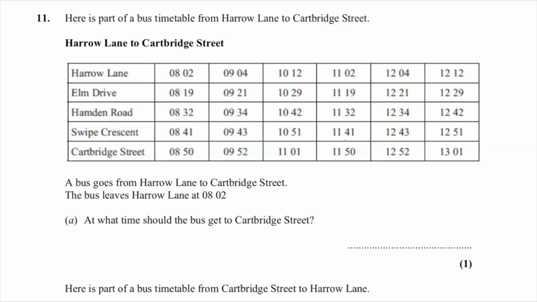Okay, our next question is reading timetables. So we're being told that a bus goes from Harrow Lane. So here is Harrow Lane at 8:02. So it's this bus. What time should the bus get to Cartbridge Street? Cartbridge Street is here. So you just follow it down and you get that time.